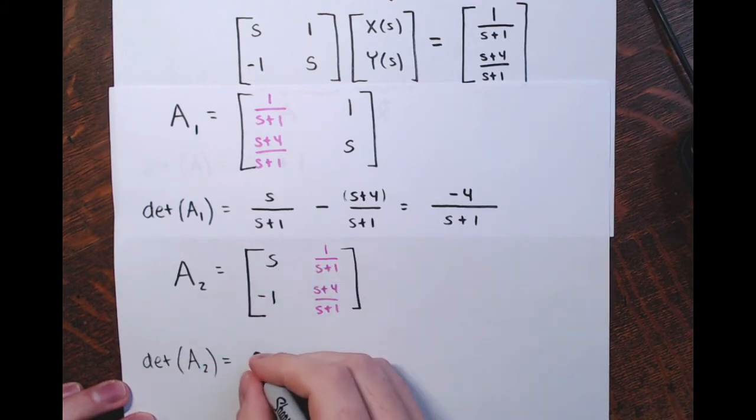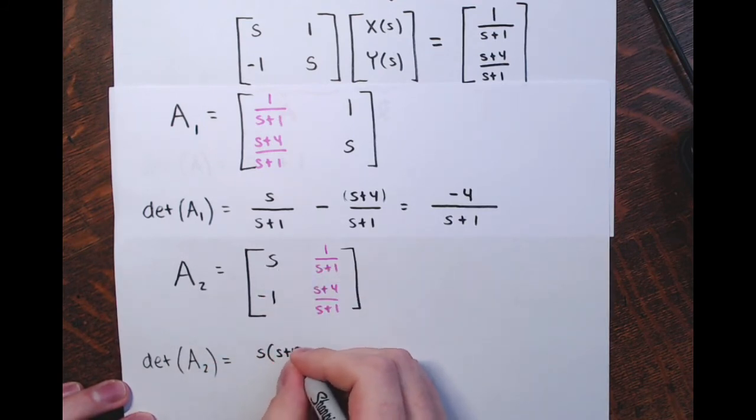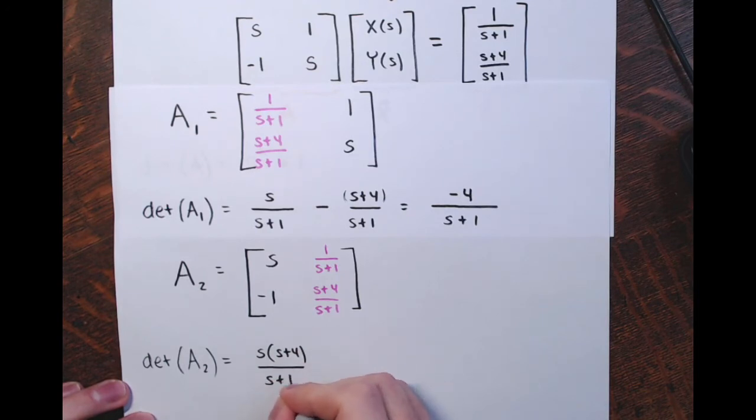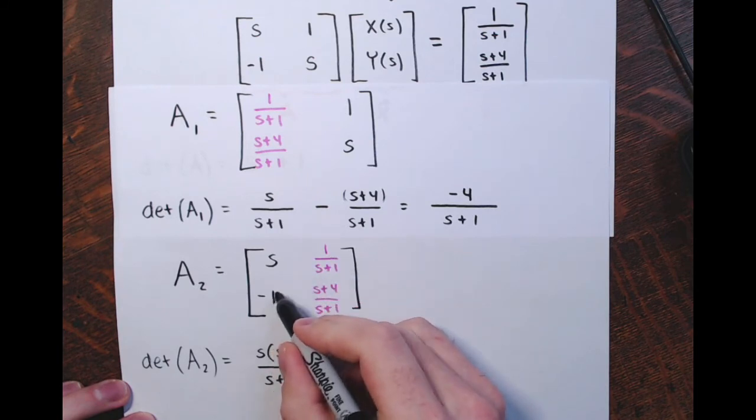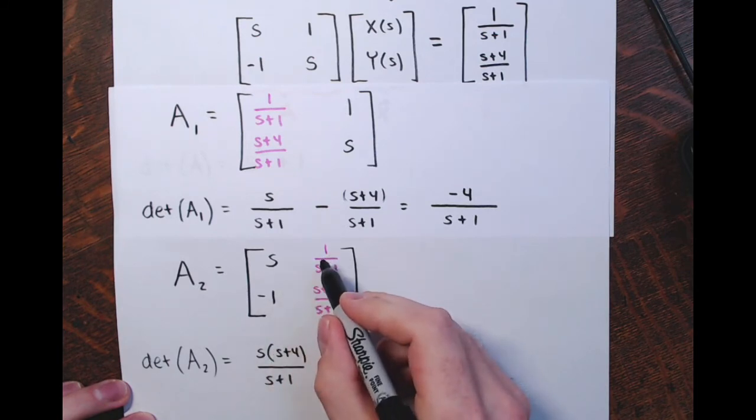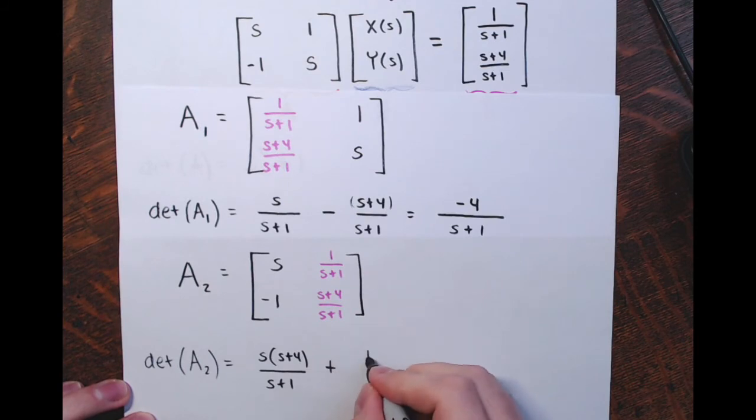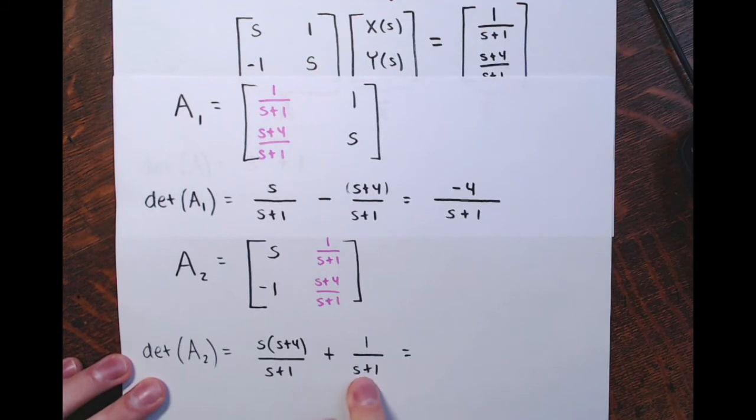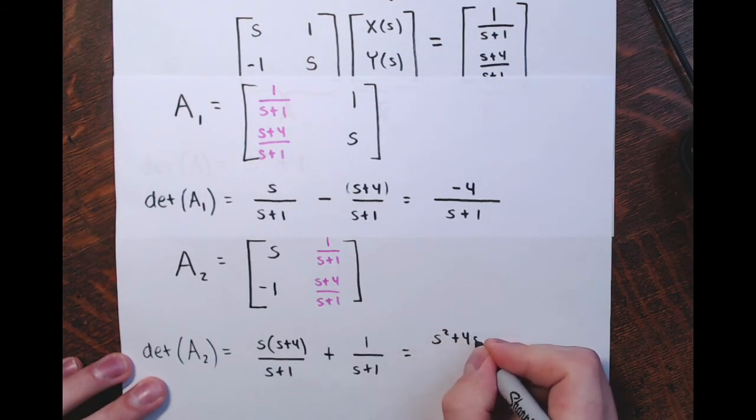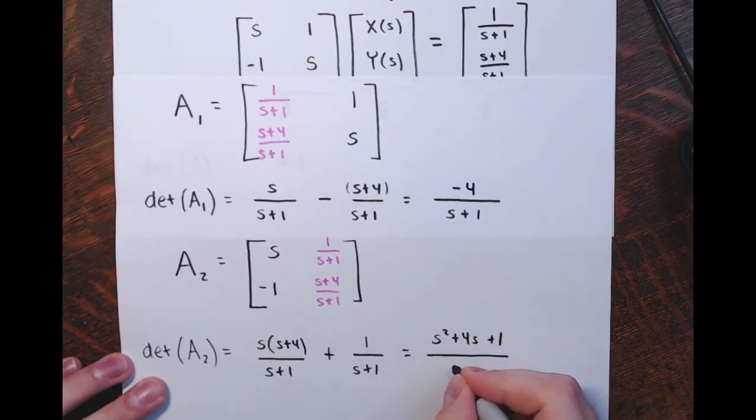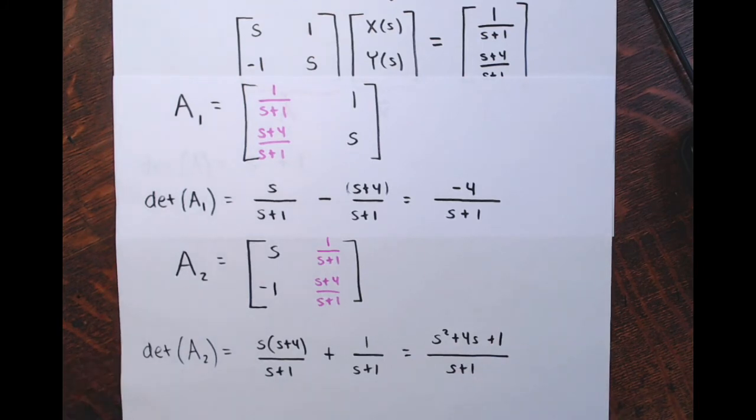Again, now multiplying these, you have s times s plus 4 in the numerator, s plus 1 in the denominator. Then minus the product of these two, but this is negative 1 times 1 over s plus 1, so minus that would be positive 1 over s plus 1. And these have the same denominator. Now this is just s squared plus 4s plus 1, so we have s squared plus 4s plus 1 over s plus 1. And there you go.